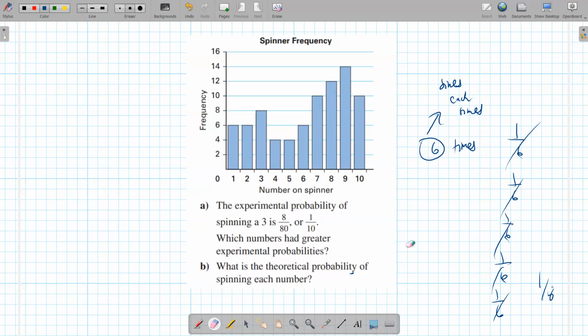7, 8, 9, and 10. Yep, that's right. So part B, what is the theoretical probability of spinning each number?